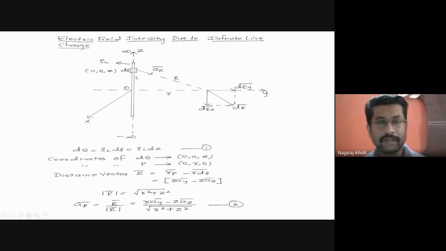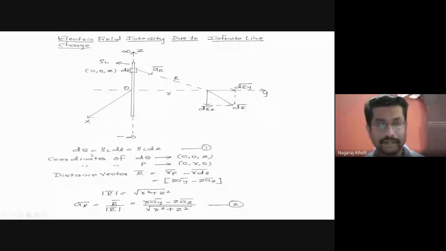Formula for the line charge density: can anybody tell me what line charge density is given by? What is meant by line charge density? It is charge per unit length. That is, rho L is given by Q by L, charge divided by length. Correct?